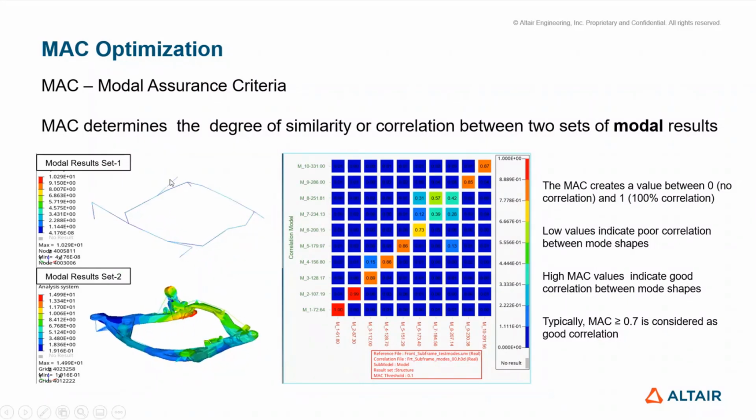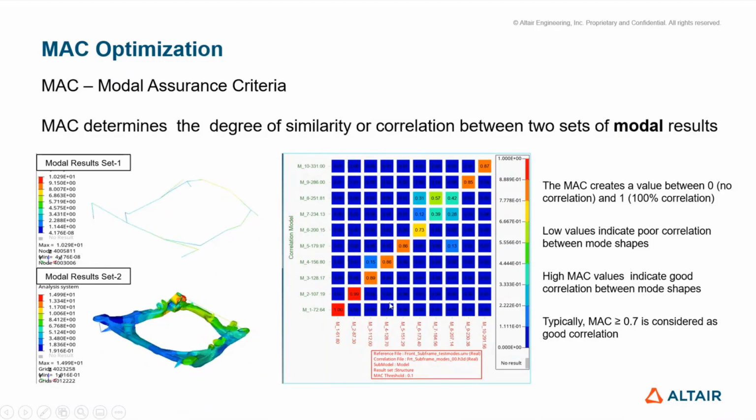So if you see, this top animation is coming from test and this bottom animation is coming from simulation results. So these are two mode shapes, one from test and the second from simulation. This middle image shows the MAC between test modes and simulation modes on a scale of 0 to 1. The x-axis shows the mode shapes and corresponding frequencies coming from test, and the y-axis is for simulation mode shapes and frequencies.